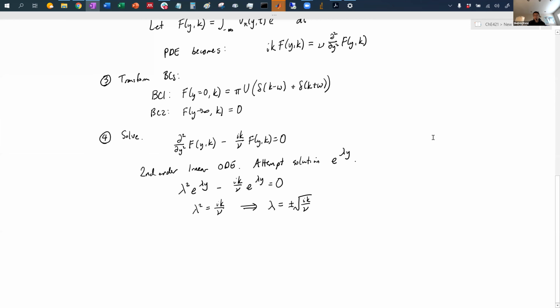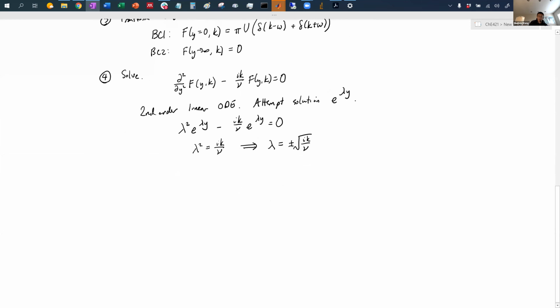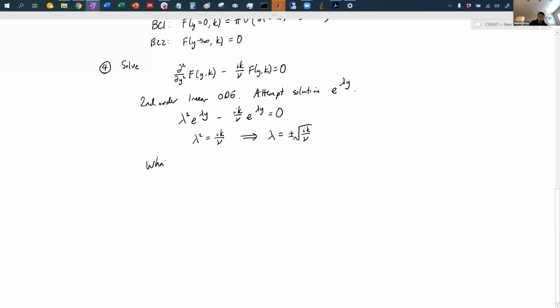Before I write that general solution down though, this is where the subtleties of this i comes in, right? The square root of ik over nu, k is a real number. Nu is also a real number, that's just the kinematic viscosity, okay? Does anyone know what the square root of i is? Someone chatting here. Someone said, Kun Han says negative i?